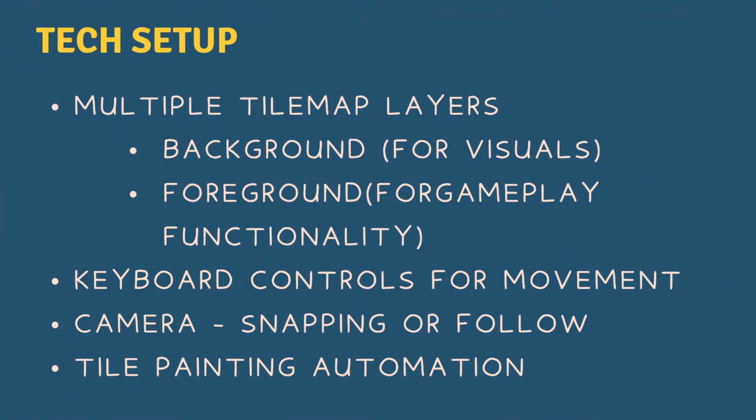Now, moving to the game setup. First, we will add multiple tilemap layers that include two layers: the background layer, which helps to make the game background, and on the other hand, the foreground layer, which contributes the game's ground. Second, we will add universal keyboard controls to move the player horizontally and vertically. Also, there is a camera that follows the player through the entire game.